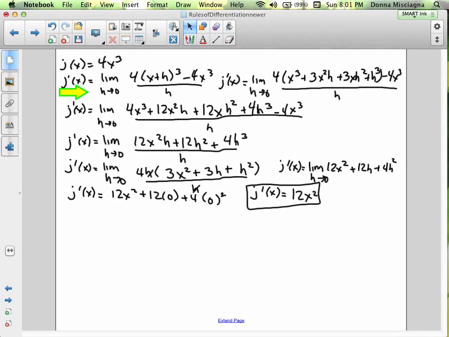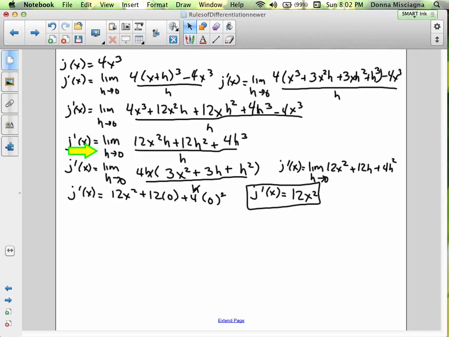So we cube that, so that would be j prime of x equals the limit as h approaches 0 of 4 times x cubed plus 3x squared h plus 3xh squared plus h cubed. Hopefully you see the pattern in the exponents, and I'll show you the pattern in the coefficients momentarily. Minus 4x cubed, all divided by h. All right, so then I just distributed the 4. So now we have j prime of x is equal to the limit as h approaches 0 of 4x cubed plus 12x squared h plus 12xh squared plus 4h cubed minus 4x cubed. We can cancel out those 4x cubed. That's all I did to go from one step to the next.